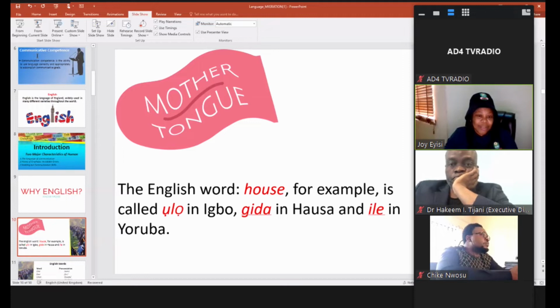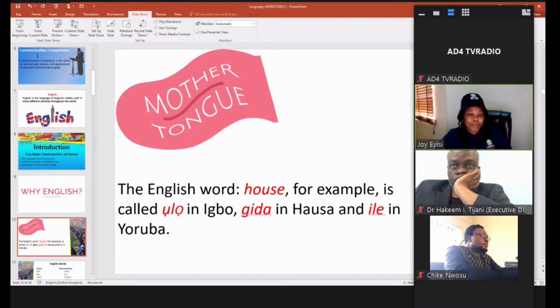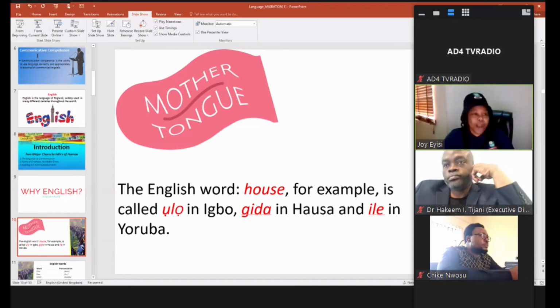The English word house, for instance, is known as Olo in the Igbo language. It is called Gida in the Hausa language, and it is called Ile in the Yoruba language. In each of these languages, the word is spelled as it is pronounced, and it is pronounced as it is spelled. So knowledge of the pronunciation is a good guide to the spelling. If you know the spelling, you will have a good guide to the pronunciation. But that is not the same for the English language.